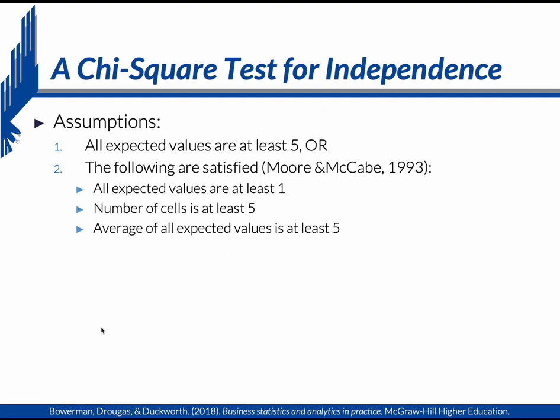Now, the chi-square test for independence has the following assumptions. Just like the first chi-square goodness of fit test, the assumption of this test is that the sample size should be large enough. The sample size can be said to be large if all the expected frequencies are at least 5, or if all of these three other conditions are met. First, all expected frequencies are at least 1; the number of cells, or the number of intersections, is at least 5; and finally, the average of all expected frequencies is at least 5.